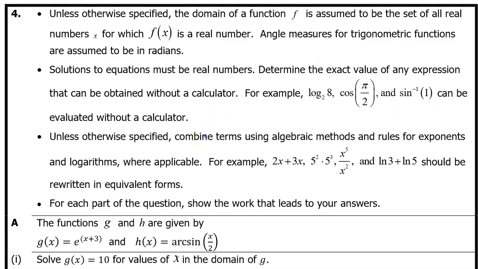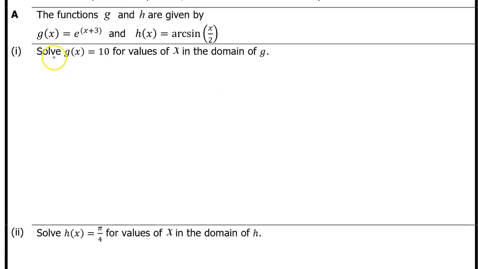Pause the screen to read over these general instructions. Part A. The functions g and h are given by g of x equals e to the x plus 3, and h of x is equal to arcsine x over 2. A, part 1. Solve g of x equals 10 for values of x in the domain of g.